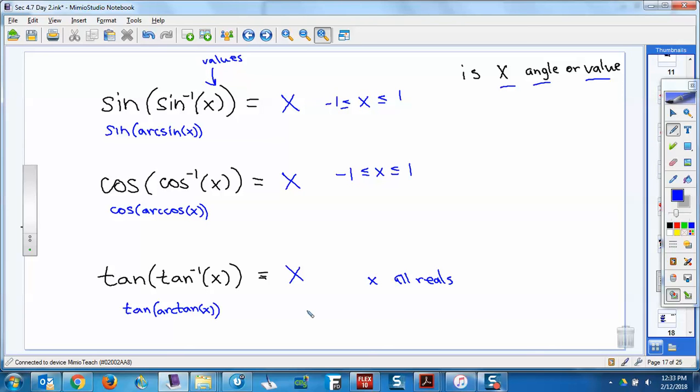What if this is a -1/2 in here? What's the inverse sine of -1/2? Negative pi/6, right? We've been talking about that. It'd be in the fourth quadrant. Negative pi/6. What's the sine of negative pi/6?